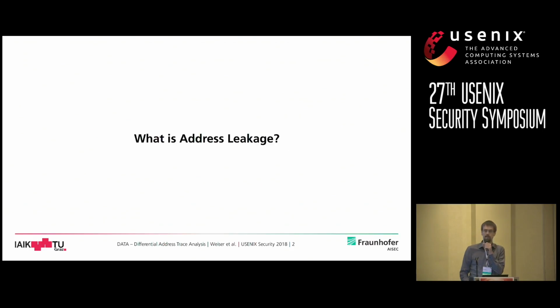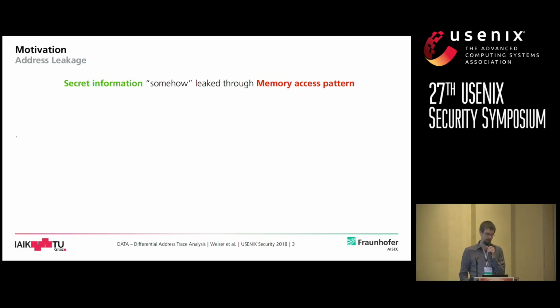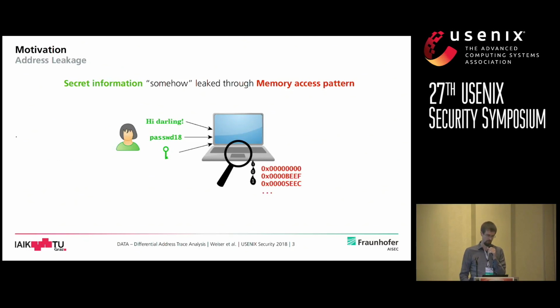So what exactly is address leakage? Address leakage occurs whenever secret information is somehow leaked through memory access patterns, that is, through memory addresses. Secret information can be anything from text messages to passwords to cryptographic keys, etc. And memory accesses somehow depend on this secret. So we say that there is a secret dependency, a dependency between secret input and memory addresses output.